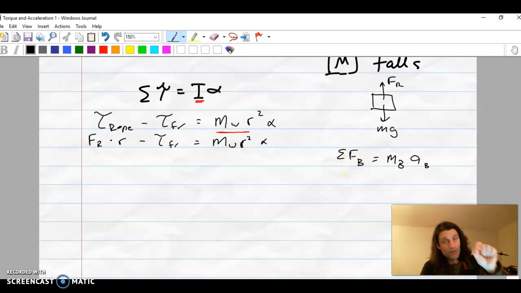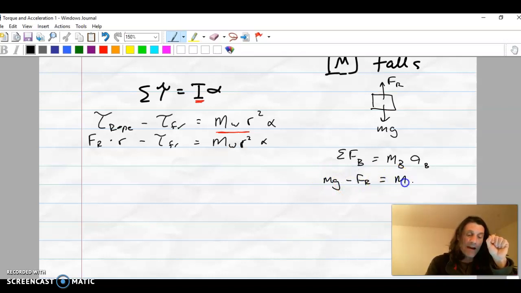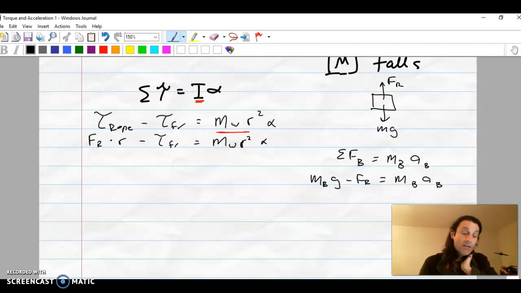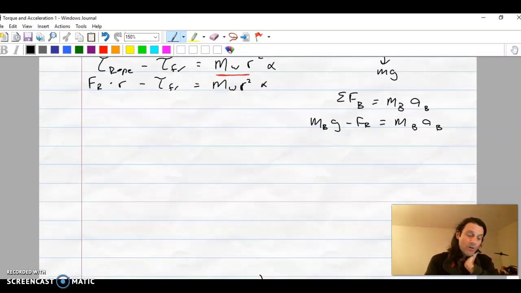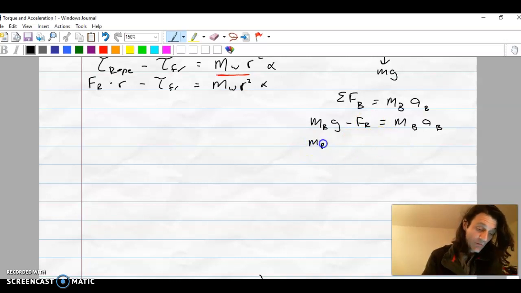Gravity is down, but it's the direction of motion, so I'm going to call gravity positive. So it will be mg minus the force of the rope to equal the mass of the block times the acceleration of the block, all right? Now we're going to get the force of the rope all by itself. So the force of the rope is going to be the mass of the block times gravity minus the mass of the block times the acceleration, and that will equal the force inside the rope.